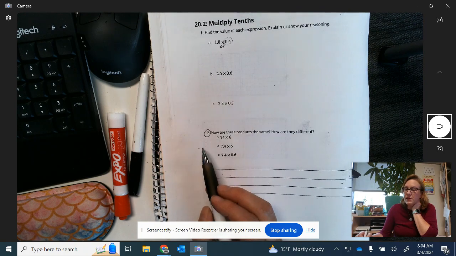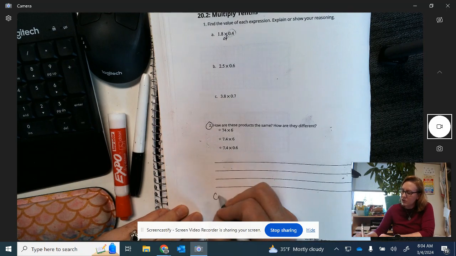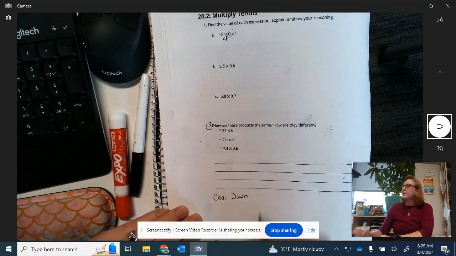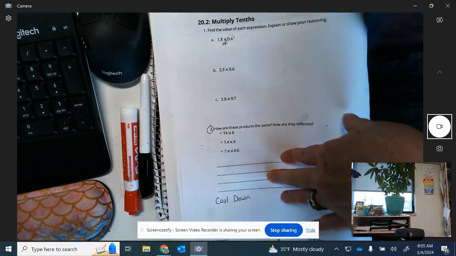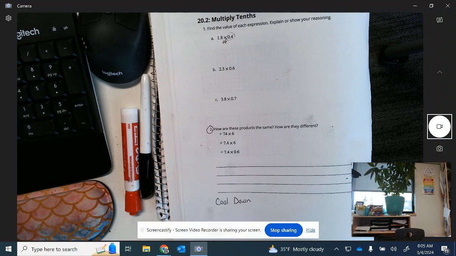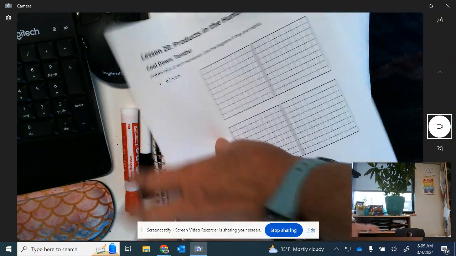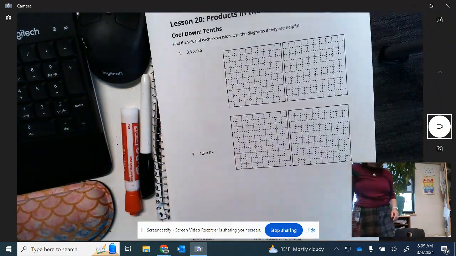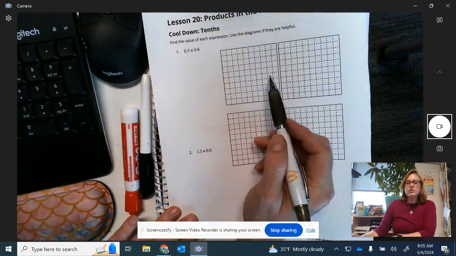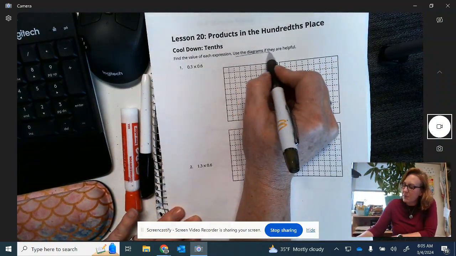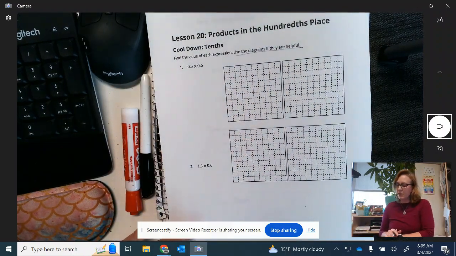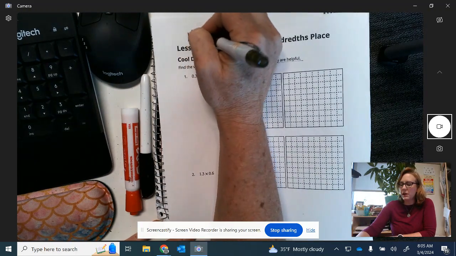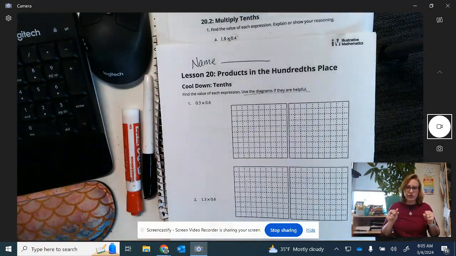It's really important. If you didn't have the good discussion and there's time, I'd like you to do that. But now you have a cool down to do. The cool down looks like this. You can use the models or not. It says use the diagrams if they are helpful. And I would like to know what you come up with. Okay, don't forget to put your name on it. Oh my goodness, put your name on things.